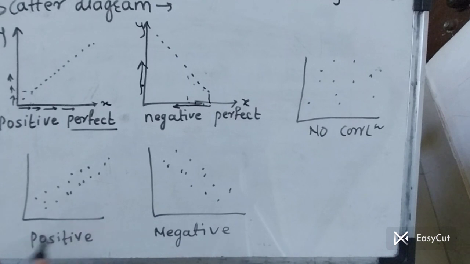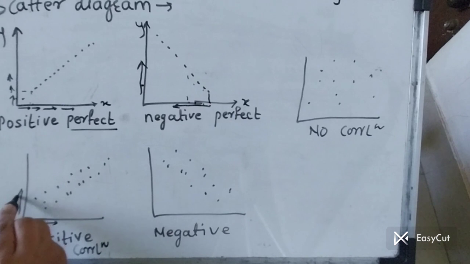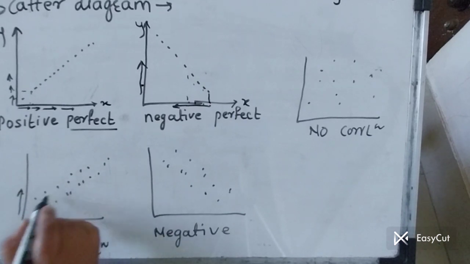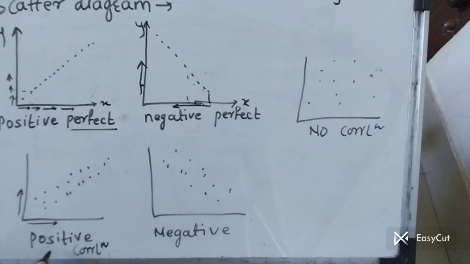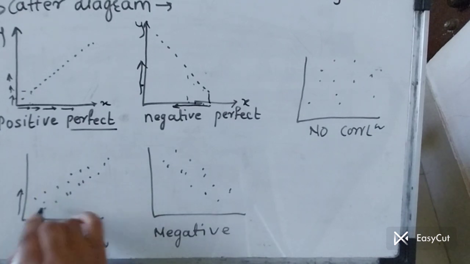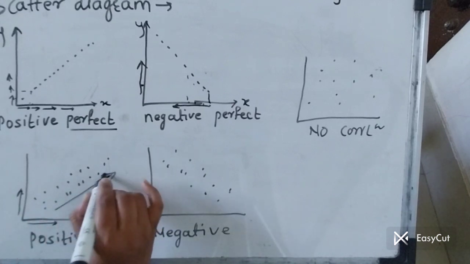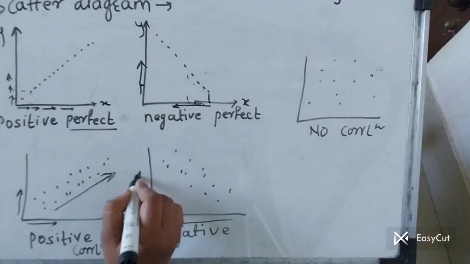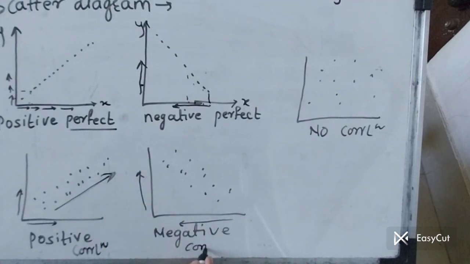Next, positive correlation. Here x increases and y also increases. Somewhere they are scattered, that's why we use only positive correlation here, but the graph is increasing. Graph is increasing, x is increasing, y is also increasing. Similarly here, negative correlation: x decreases and y increases. That's why we call it a negative correlation.